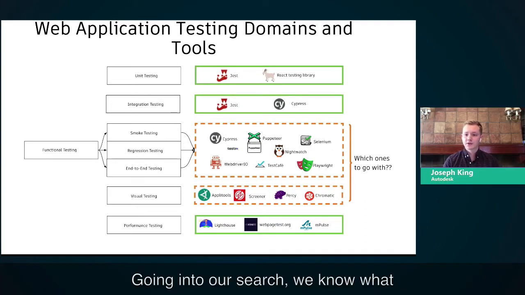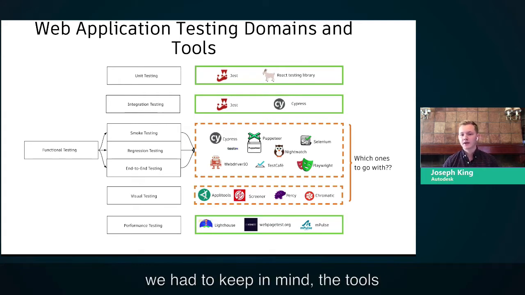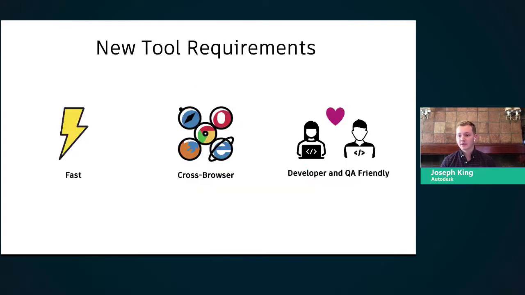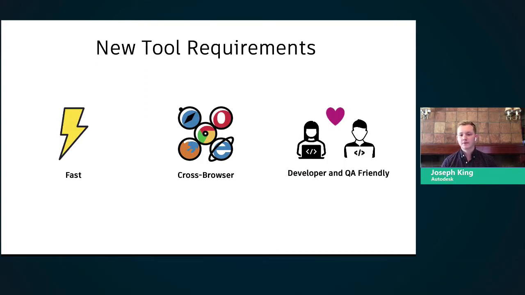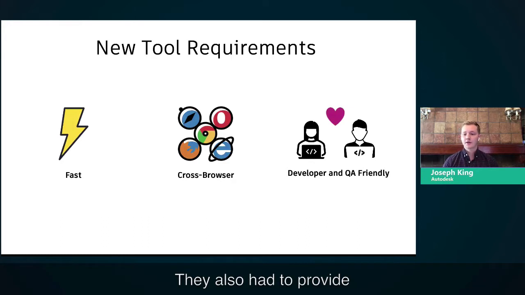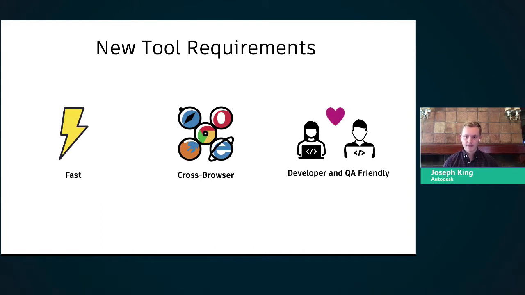Going into our search, we knew what we had to keep in mind. The tools we chose had to be fast. We wanted to massively increase our functional and end-to-end testing coverage and shift our tests left to run on our pull requests before merging to master, in addition to running them after deployment. They also had to provide cross-browser coverage to support our customers running all mainstream browsers, devices, and operating systems. This included Internet Explorer, Firefox, Safari, Chrome, iOS and Android devices, and more.